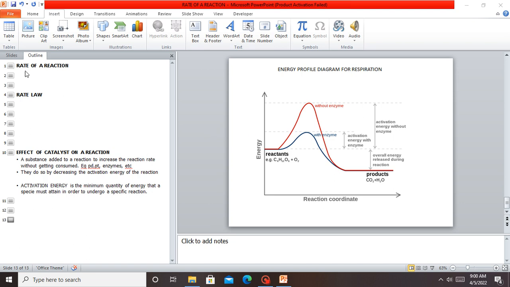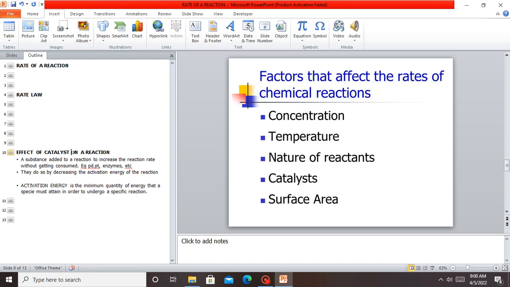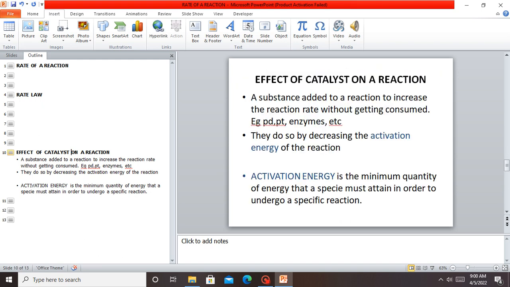So for the outline of this video, we're going to look at the rate of a chemical reaction, the rate law equation of a chemical reaction. We will look at the effect of catalyst on a chemical reaction. We'll look at activation energy of a chemical reaction and also discuss the energy profile diagram of a chemical reaction.